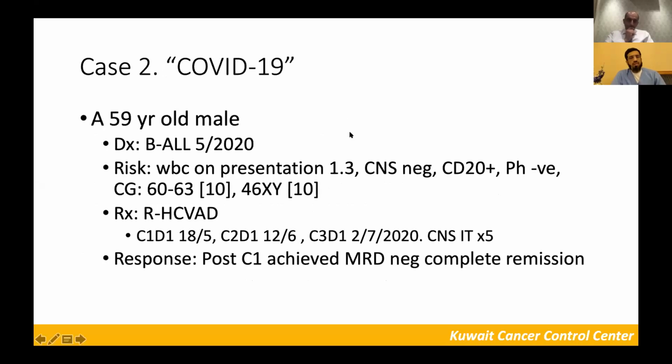So our next case is a 59-year-old Kuwaiti male patient who was diagnosed with B acute lymphoblastic leukemia in May 2020. His WBC at presentation was 1.3. He had CNS negative disease and was CD20 positive. He was Ph negative, and he had hyperdiploidy on the cytogenetics. At our center, we treat patients above the age of 25 up to 60 with hyper-CVAD. So he received 3 cycles of hyper-CVAD. Post cycle 1, he achieved MRD negative remission.